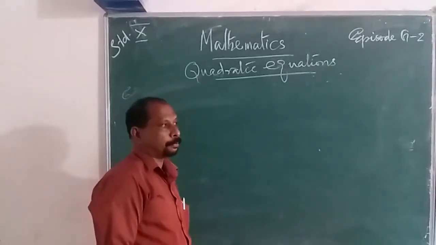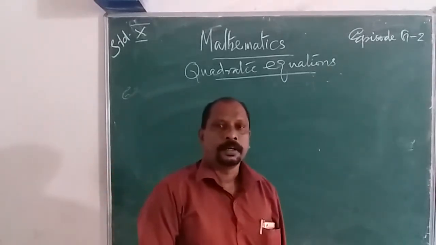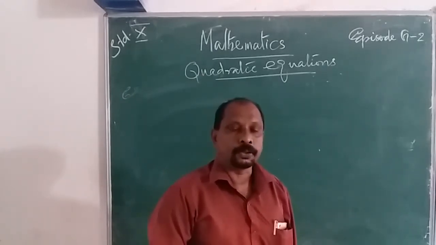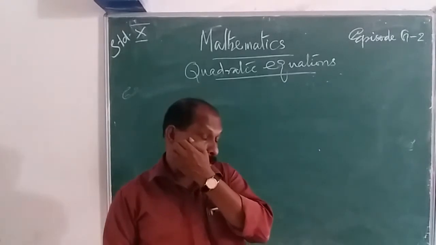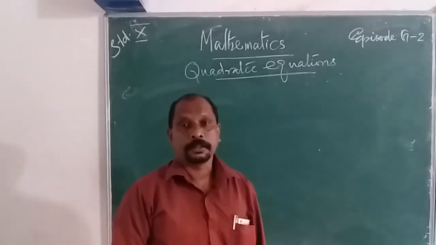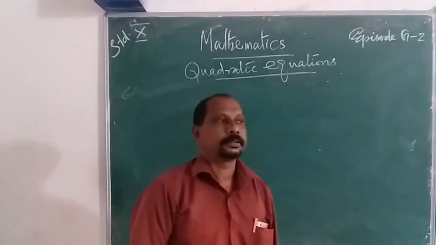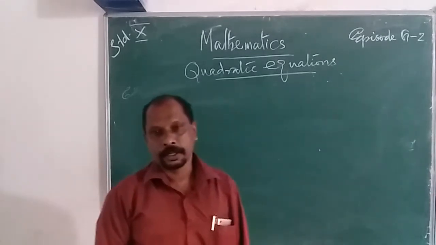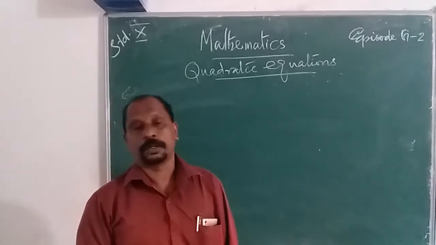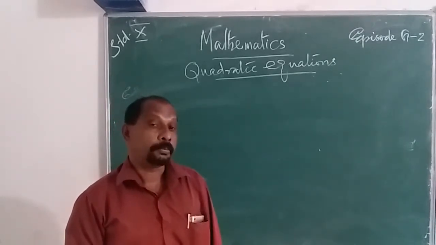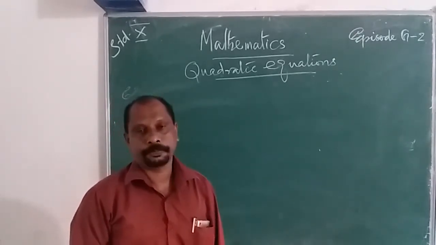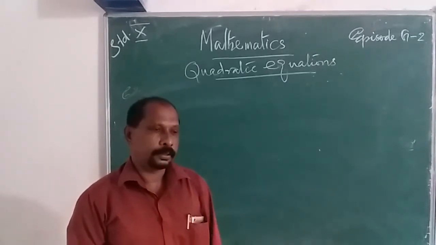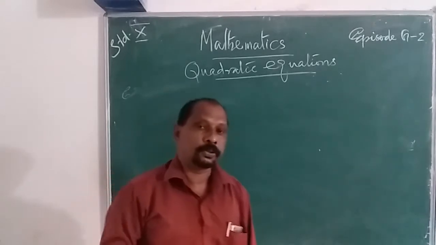In the previous class, we discussed the solution of quadratic equations by the factorization method. Then the second method to find the solution of a quadratic equation is by completing the square. For this method, we know two results.